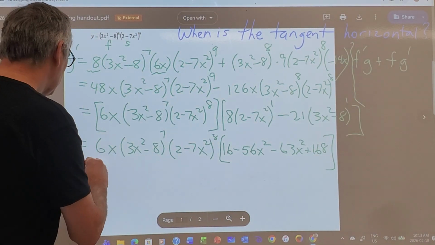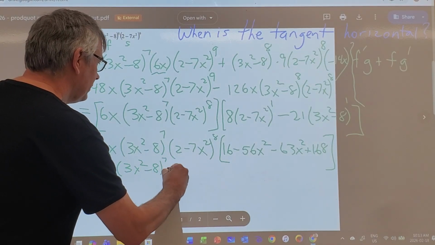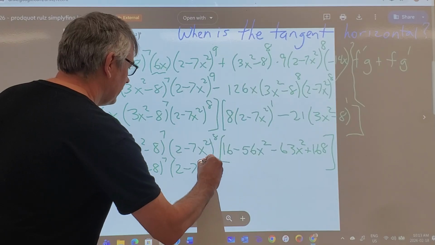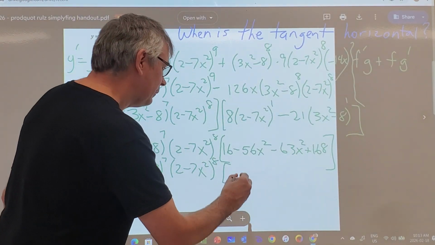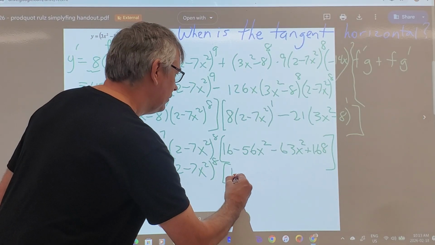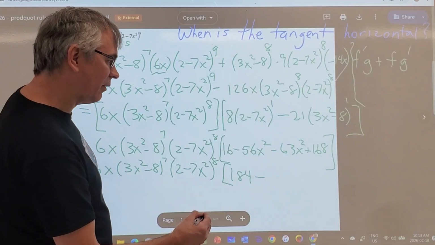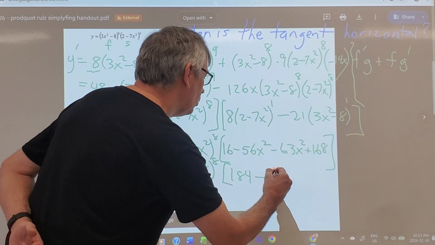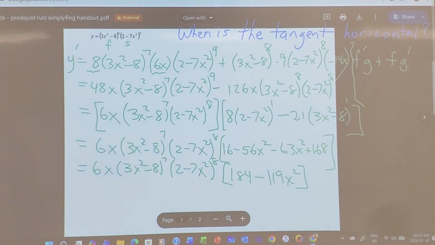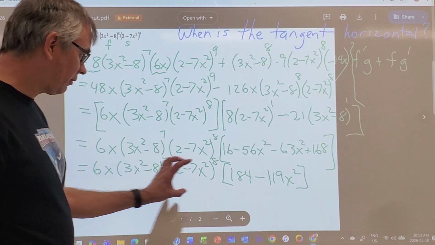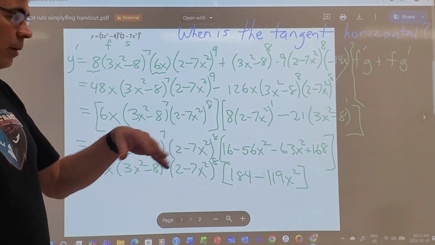And then finally, we're almost done. You get 3x squared to the 7. 2 minus 7x squared to the 8. Would be great if I could just copy and paste. Probably could. 16 plus 168 is 184, I believe. And then 56 and 63 is going to work out to be 119x squared. Beautiful numbers, right? Beautiful numbers. And so now we have it in factored form, which we all know from grade 10, 11, and 12, that factored form is the beautiful form.